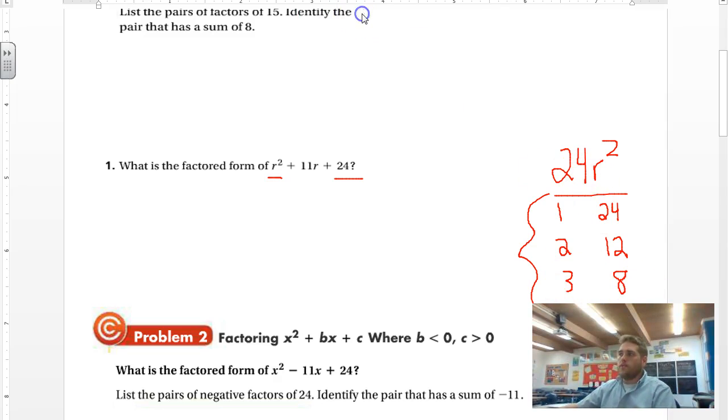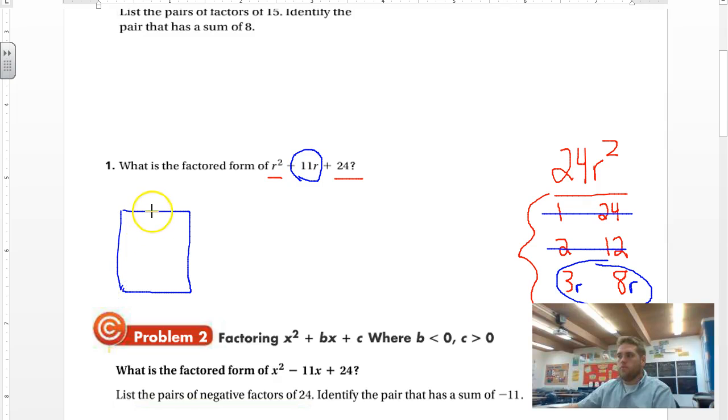Okay? So now, once I have my list of factors, I'm looking for which two are going to add up to 11. Well, 1 and 24 doesn't. 2 plus 12 is 14. That doesn't work. 3 plus 8 is 11. So I want to use 3r and 8r. Okay? So now, I draw my box. Let's get my box. It's going to look real gross. I'm sorry. Right over here. Okay. First term, first box. Last term, last box. And then I put 3r in the first and 8r in the second.